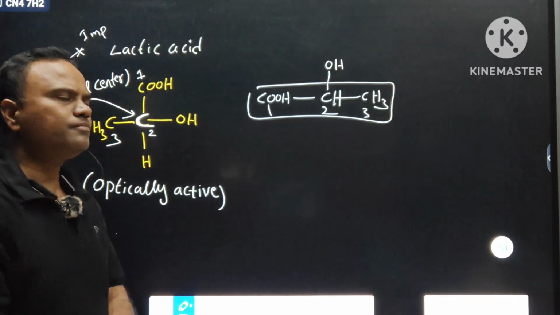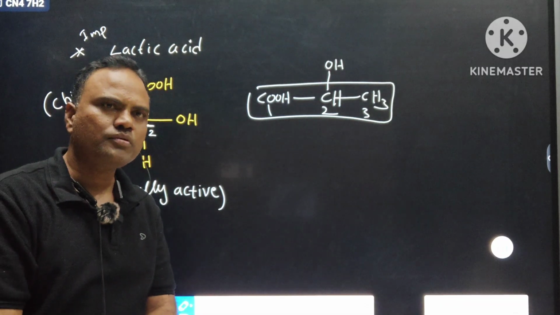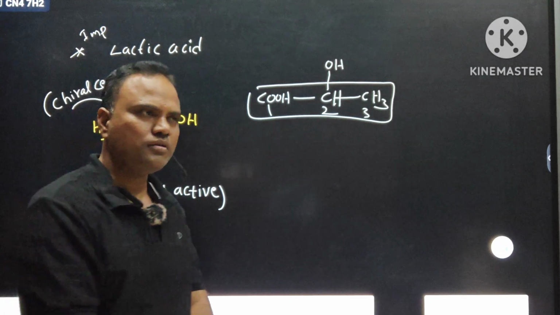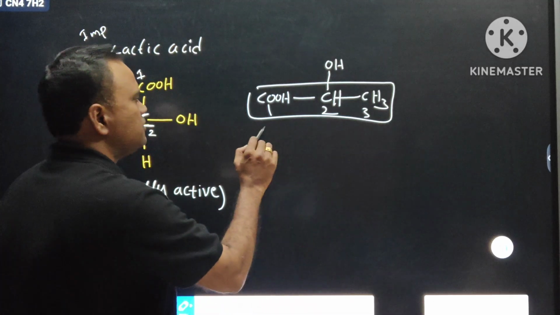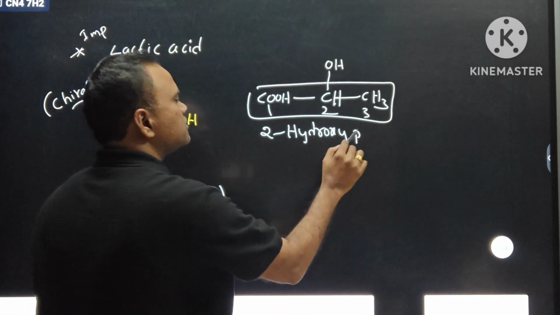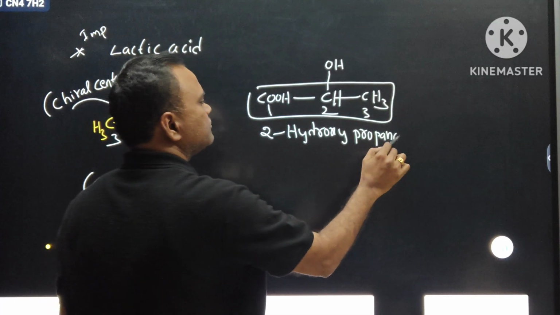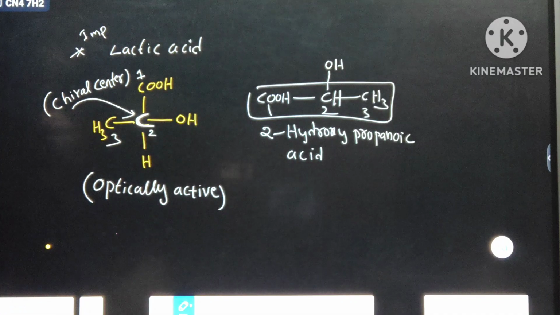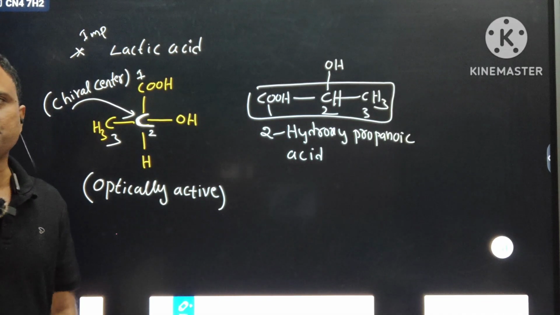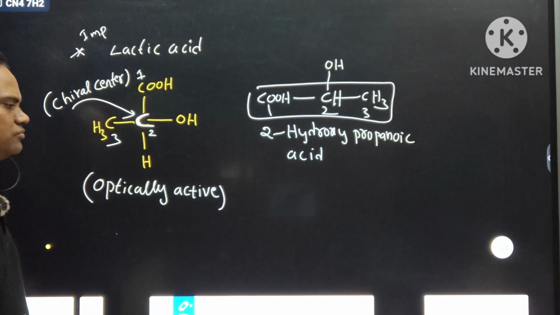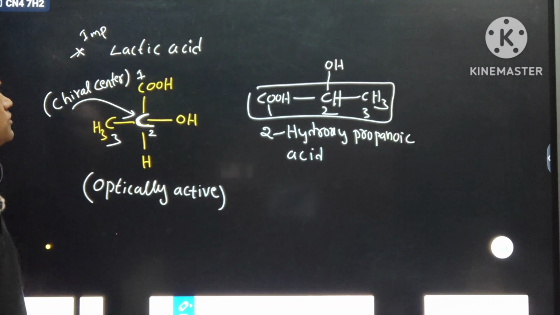Tell me what is its name? No idea. 2-hydroxypropanoic acid. The optically active carboxylic acid is 2-hydroxypropanoic acid or lactic acid. Okay.